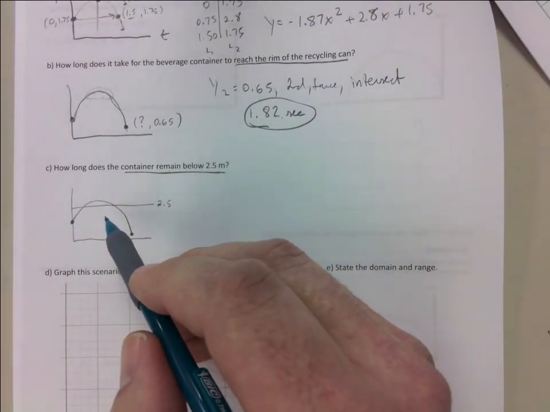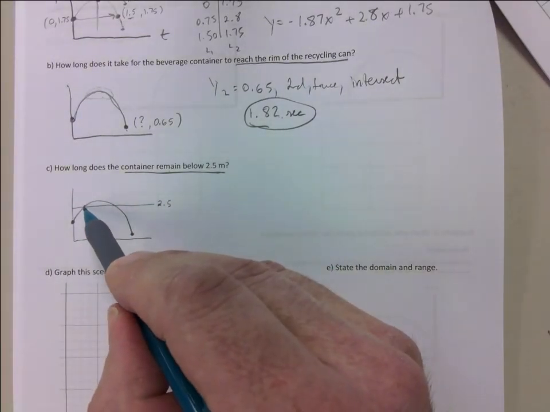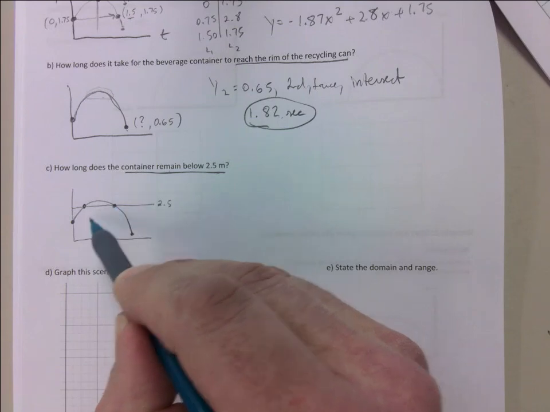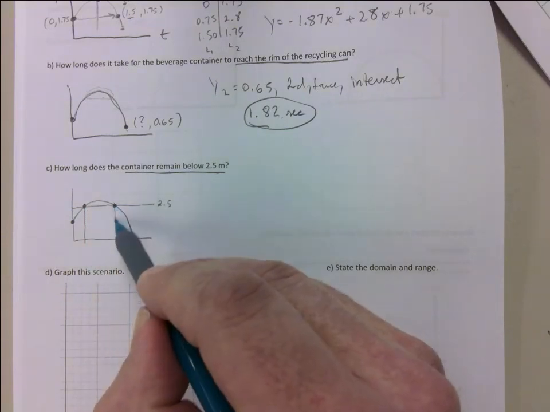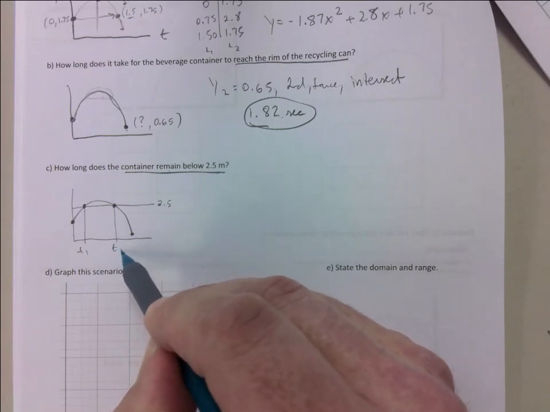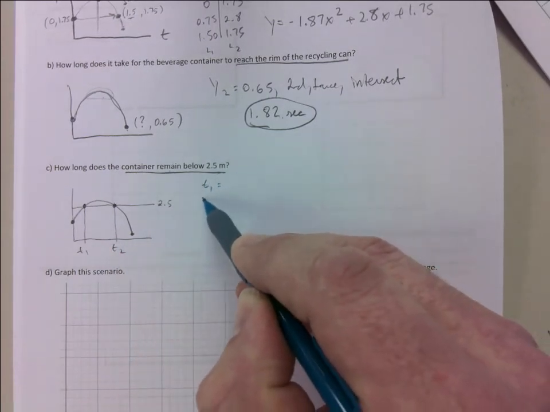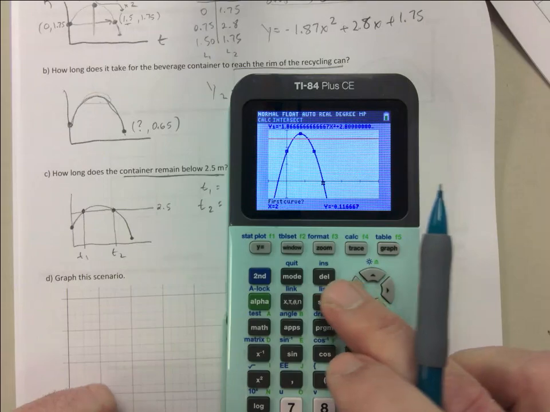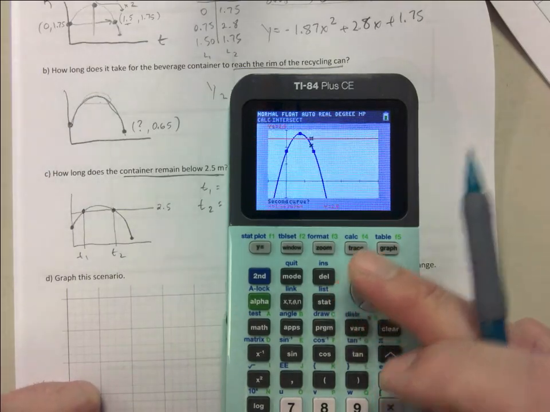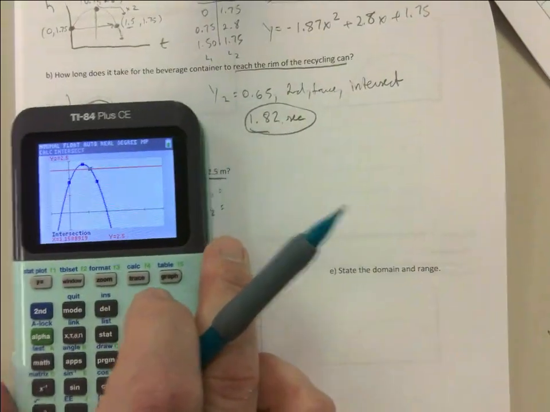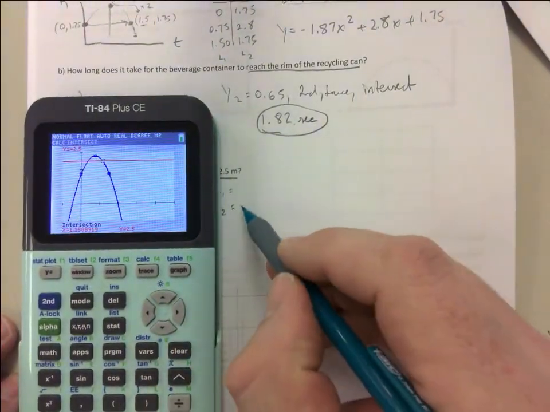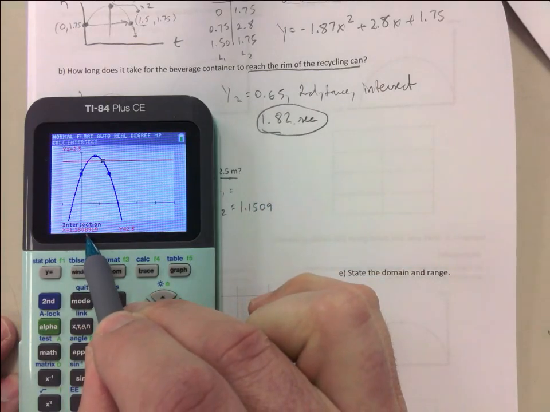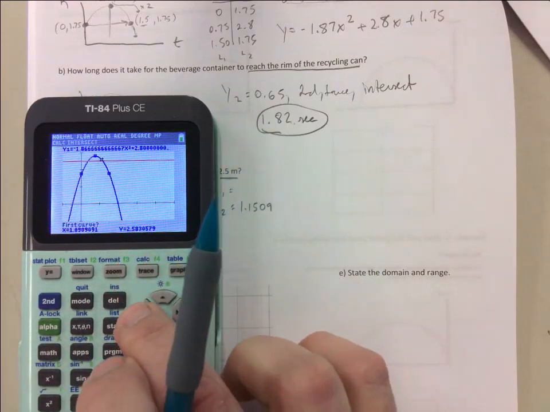Well, let's try this one more time. I hope that you understand that I have to find these two points right here. So how about we start with that? This is time 1, this is time 2. Let's find those. Second trace, 5. I'll find the second point first because it's closest to where I was at. So I'm just going to go 1.1509, like 4 decimal places. Second trace, 5. Repeat that.